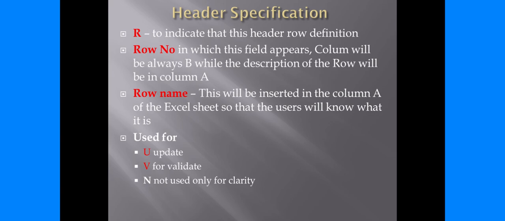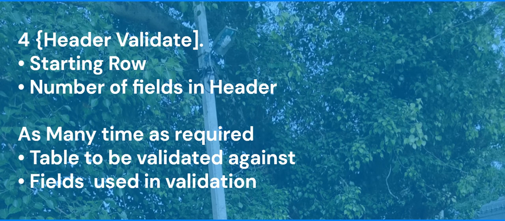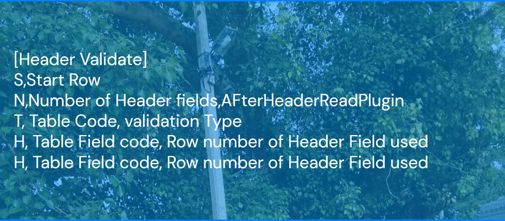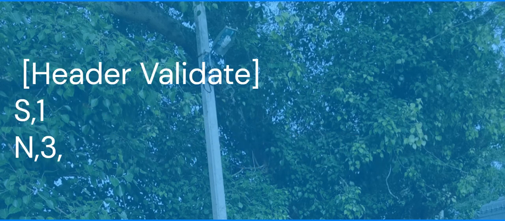This will be used as many times as the number of rows in the header section. Header section attributes will be defined by header validate. It will specify starting row, number of fields in header, as many times as required, and is optional: table to be validated against, fields used in validation. It will start with mandatory start row and number of rows, and after header read plugin. They will be specified by S and N parameters as shown. Typical specification may look like this, indicating that it is starting at row 1 and has 3 fields and no plugin method after reading headers, and no table validations.